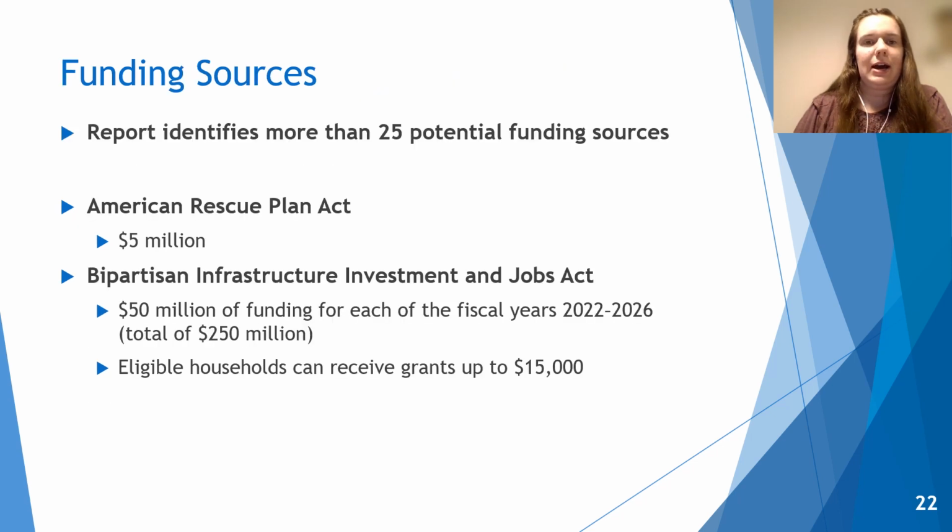This resource guide identifies more than 25 potential funding sources. The two really big ones currently are the American Rescue Plan Act, also known as ARPA. In Alabama, $5 million from ARPA have been authorized for wastewater projects. There's also the Bipartisan Infrastructure Investment and Jobs Act, which authorized $50 million of funding for each fiscal year from 2022 to 2026. It also says that eligible households can receive grants up to $15,000 for their wastewater treatment systems.